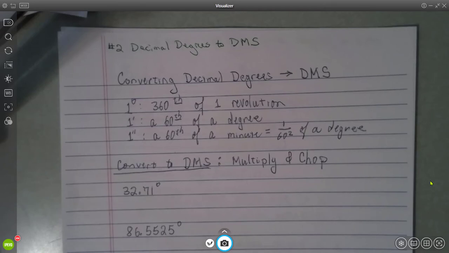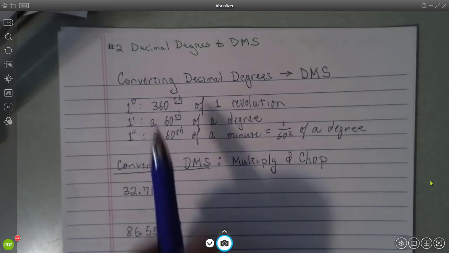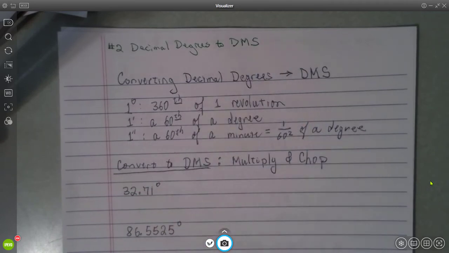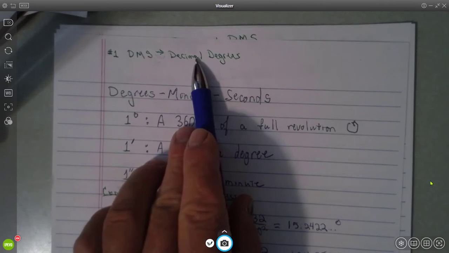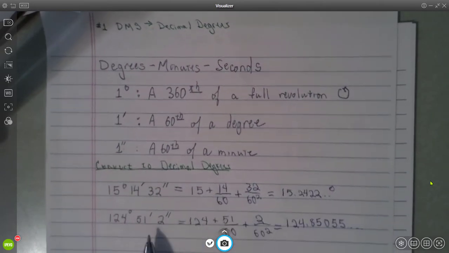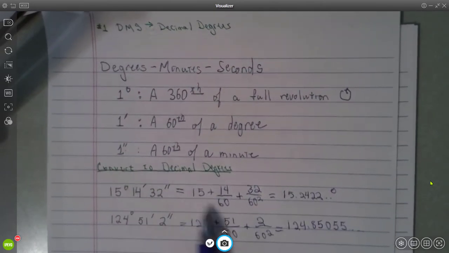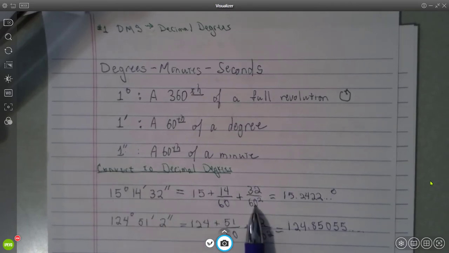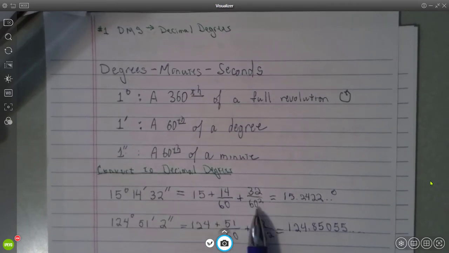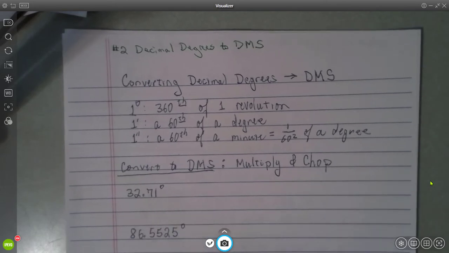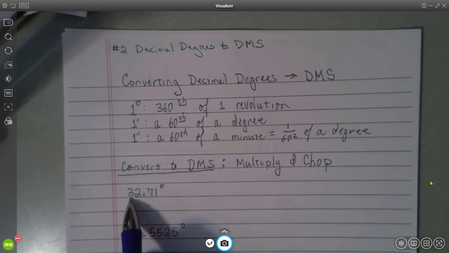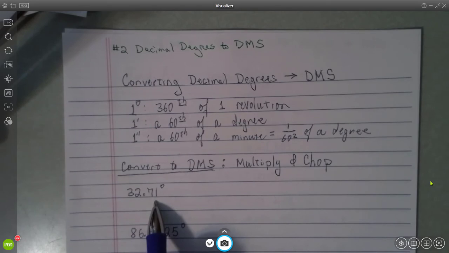In the second quick tip, I want to show you how to convert from decimal degrees to DMS, degrees minutes seconds. Now last time we went the other way around, from degrees minutes seconds to decimal degrees, and if you remember, we took the minutes divided by 60, the seconds divided by 60 squared, so we're successively dividing by 60. It probably shouldn't be too much of a surprise that we successively multiply by 60 in order to go the other direction. I want to convert 32.71 to degrees minutes seconds.